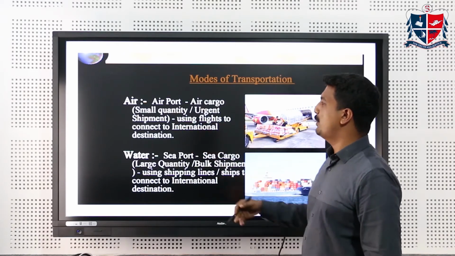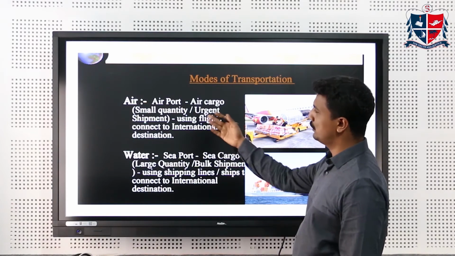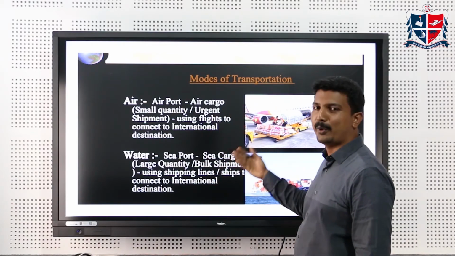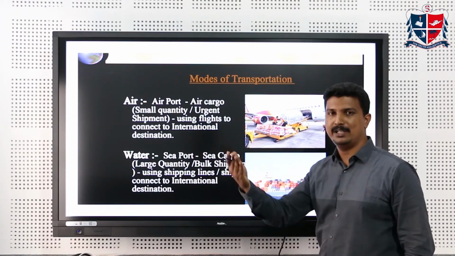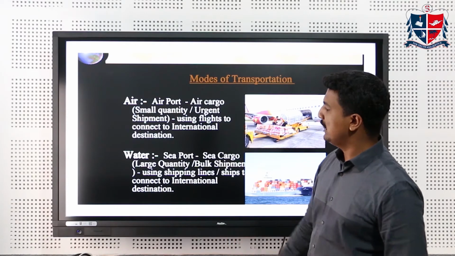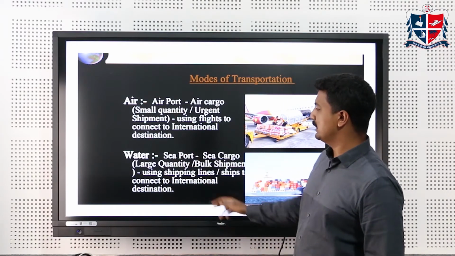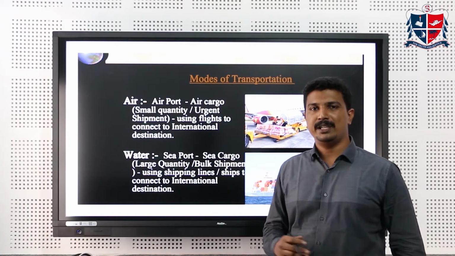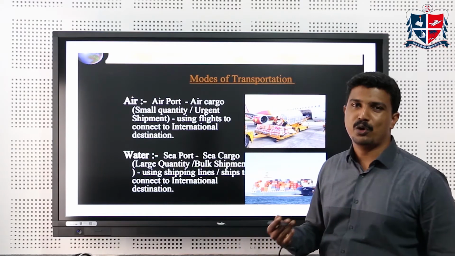So we depend upon flights to connect to international destinations. Likewise, through air, we can flow the things from the point of origin, Cochin, to the point of consumption in Dubai. Likewise, the next mode of transportation is water. In water, we can discuss the seaport and sea cargoes. In sea, we mostly trade with large quantities of goods.